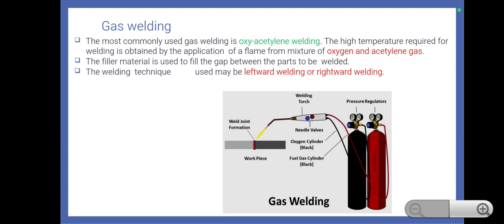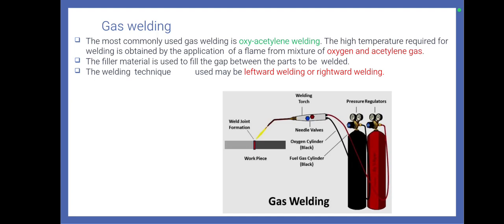Next one is gas welding. What is gas welding? Gas welding is the process of joining two metal pieces by a gas flame obtained by the combustion of fuel gas and oxygen. It comes under the fusion or non-pressure welding process.